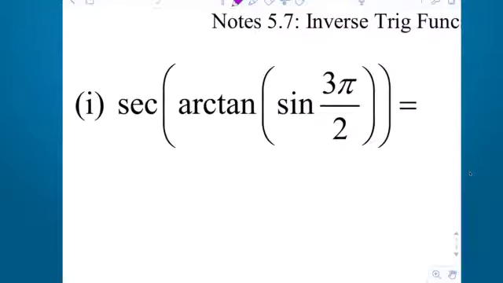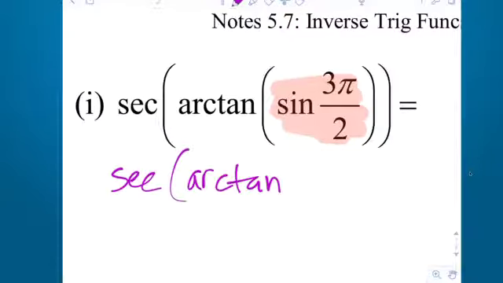I like that better. You have 3 compositions here. Just focus on one at a time. So let's work on the inside, and I'm just going to work straight down, and I'm just going to bring everything else down. Focus on one layer at a time. So what is sine of 3 pi halves? That's a piece of cake.